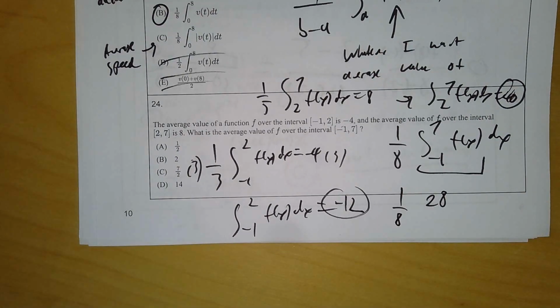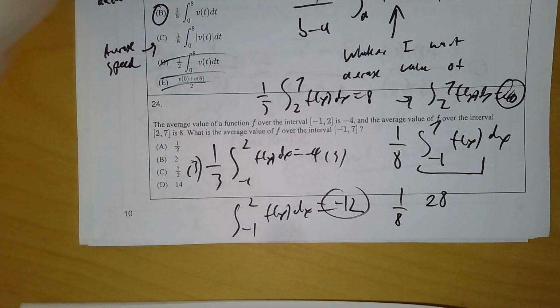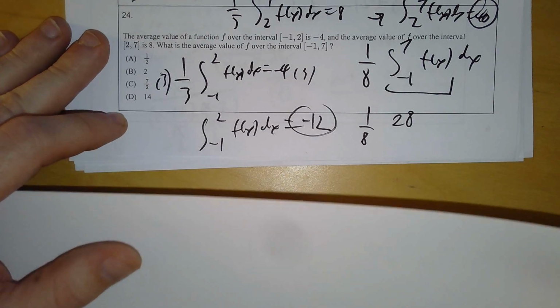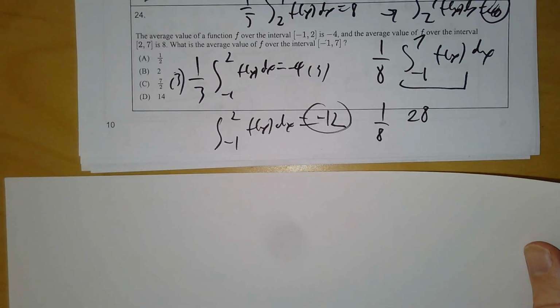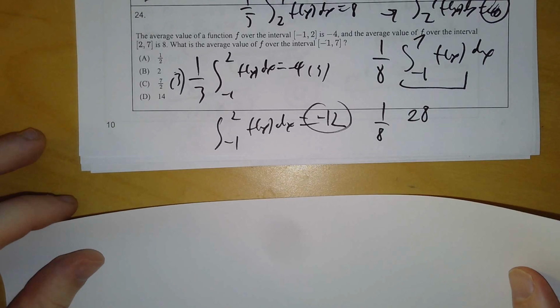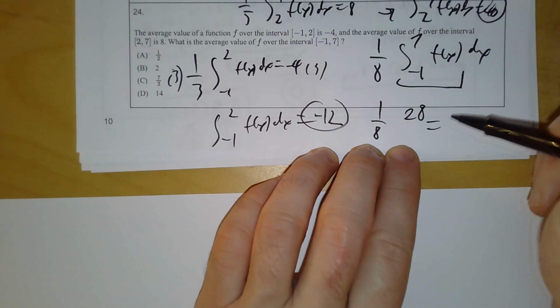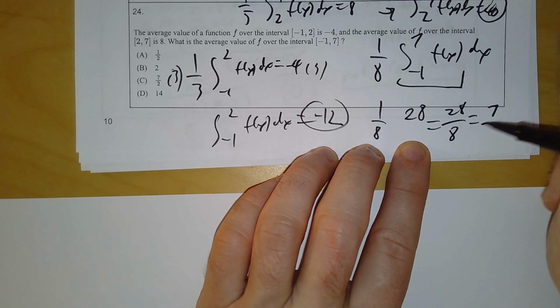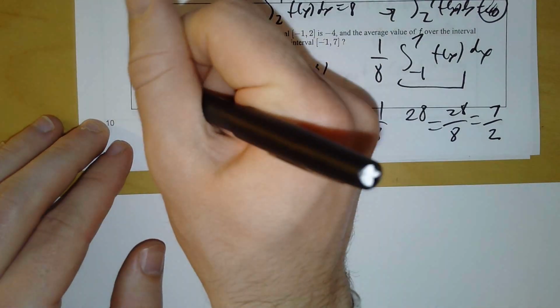I think I need to do a better job of showing my work here. I did not do a good job of explaining this one. So basically, the long and short of it, the answer to this is 28 over 8, which is 7 over 2, which is C.